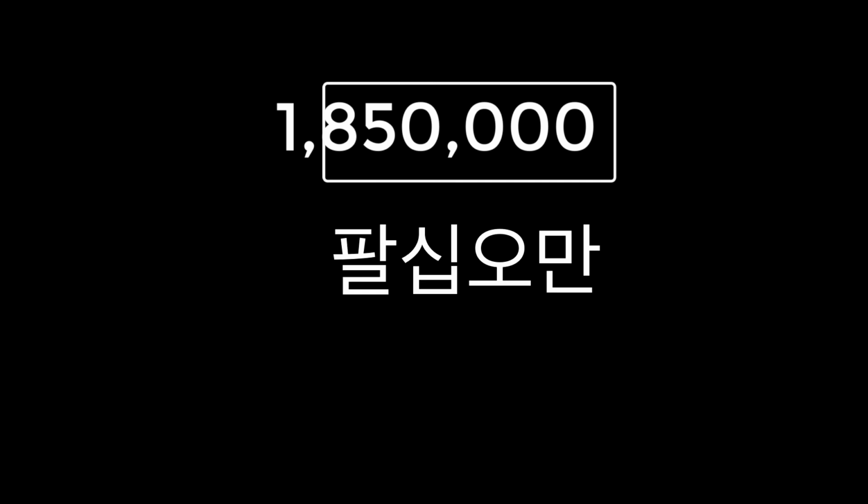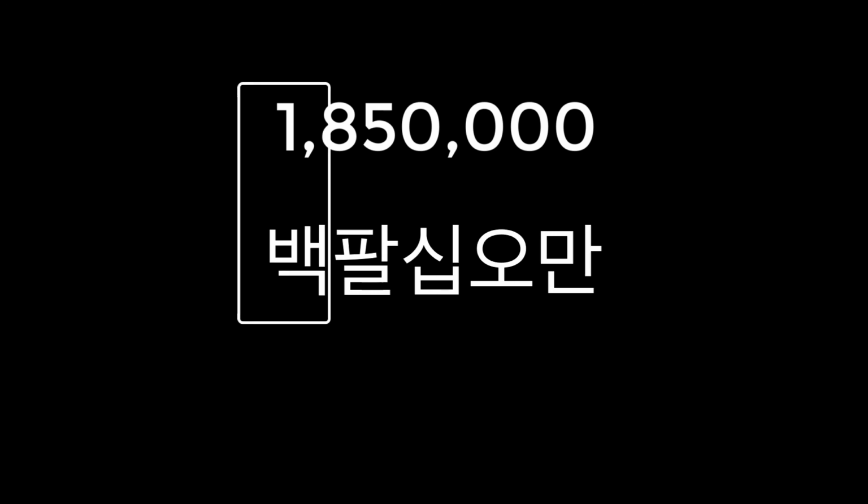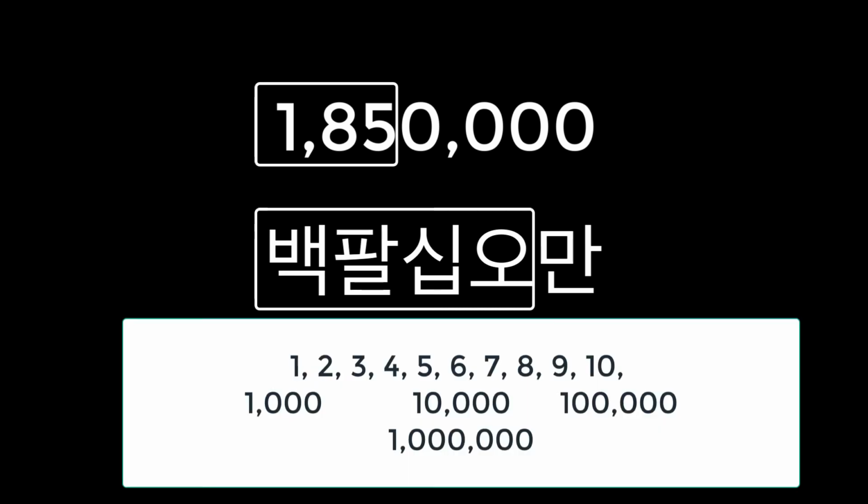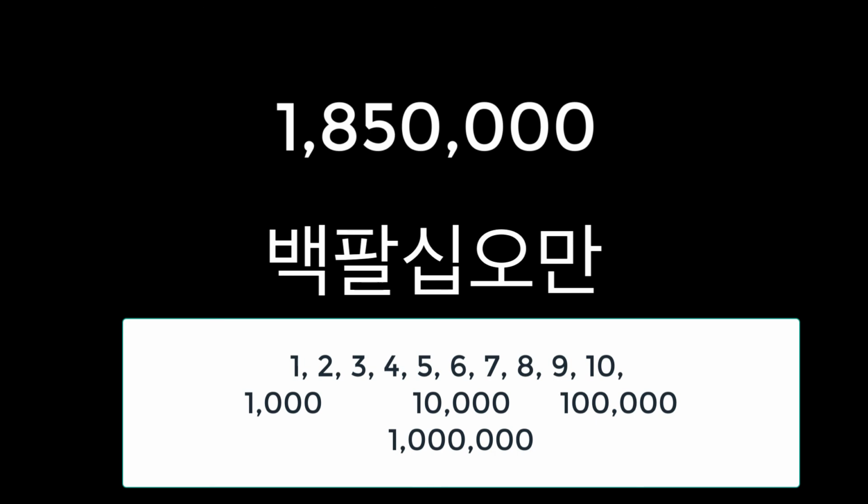How do you read 1,850,000? Let's first read 850,000 first, which is 85만. Now add 1 million in front of it because 1 million is 100만. You should read it as 185만. Note that 185 becomes the unit of 만. 185만. Now you can read complex numbers in traditional numbering system using 1, 2, 3, 4, 5, 6, 7, 8, 9, 10, 1000, 만, 10만, and 100만.